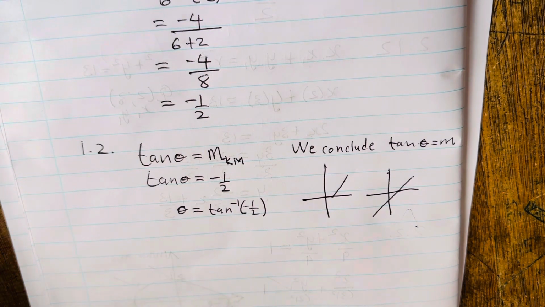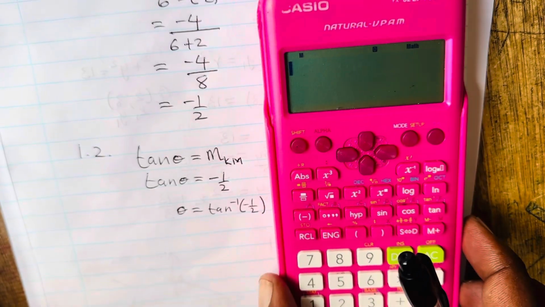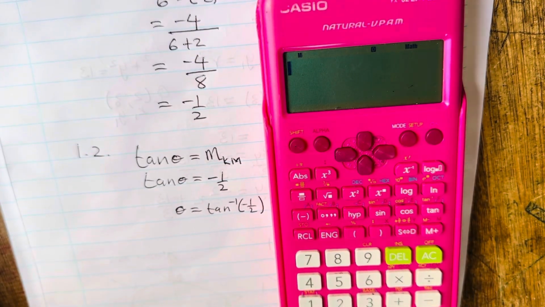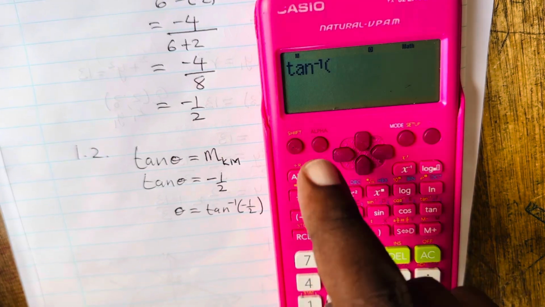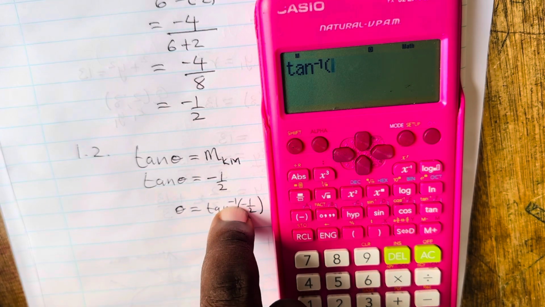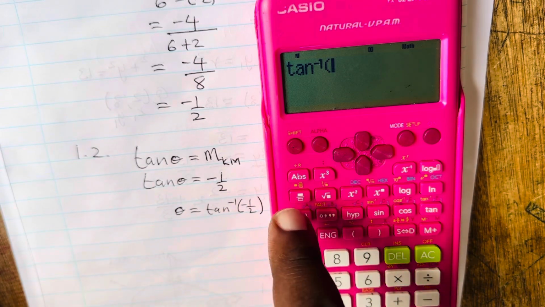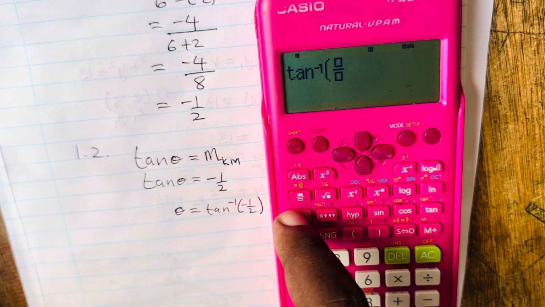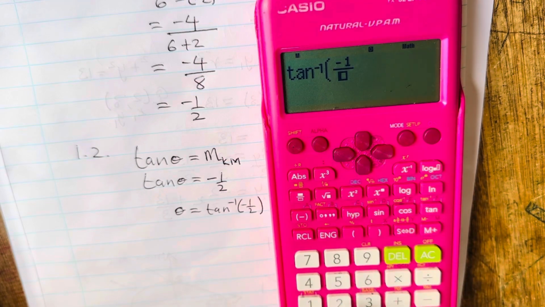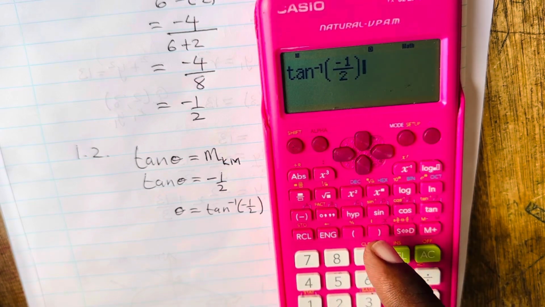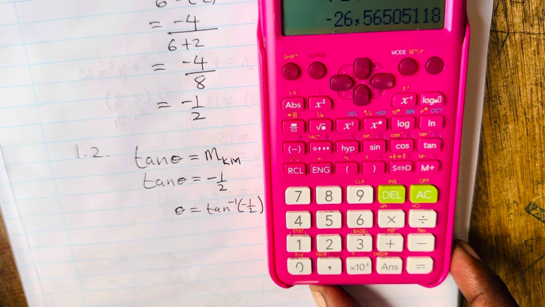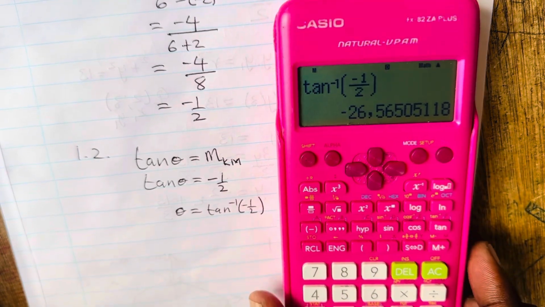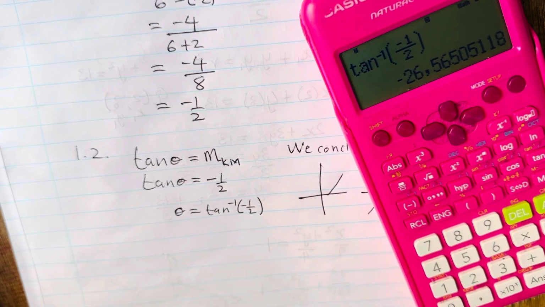This is how we are going to calculate it now. I just want to show you using the calculator: shift tan, which is tan arc. Now you see, having that negative that we have here, we're going to have negative 1 divided by 2. Then what do we do now? We press the equal sign there, then what did we get there? We get negative how much?